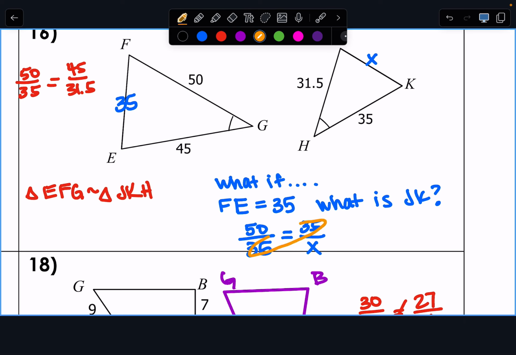So 50x equals 1225. So what is x? 24.5? Okay. It's right there. So we can set up a proportion if we are missing one of the sides.